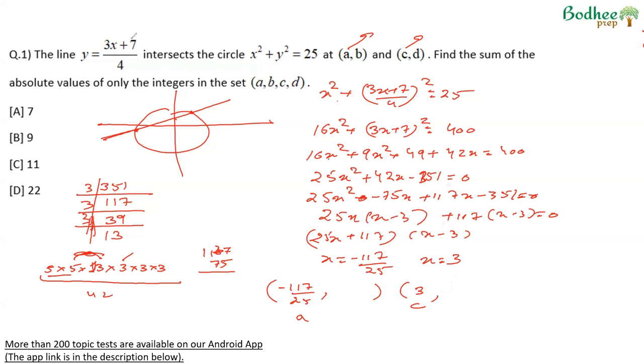Now we substitute 3 here. We will get y is equal to 3 into 3 plus 7 by 4. So 9 plus 7, 16 by 4. Y will come out to 4. This becomes the value D.